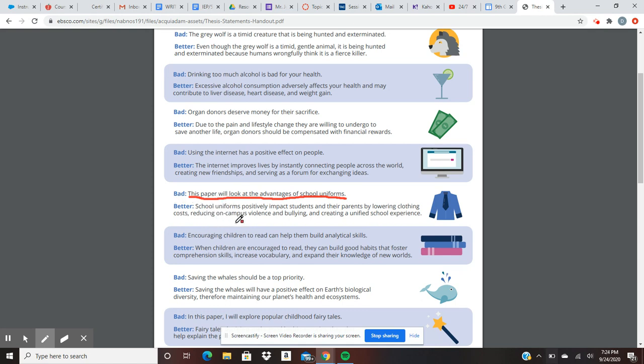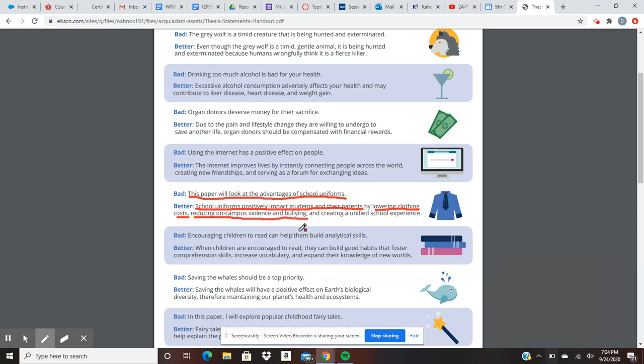School uniforms positively impact students. Okay, good. So we're making basically the same claim. They positively impact students. Oh, and their parents. So we have a central claim that these uniforms will benefit our students and parents. But how? Well, if we keep reading, we notice that it lowers clothing costs. So we have given our first reason why this is beneficial. Second, it reduces on-campus violence and bullying.